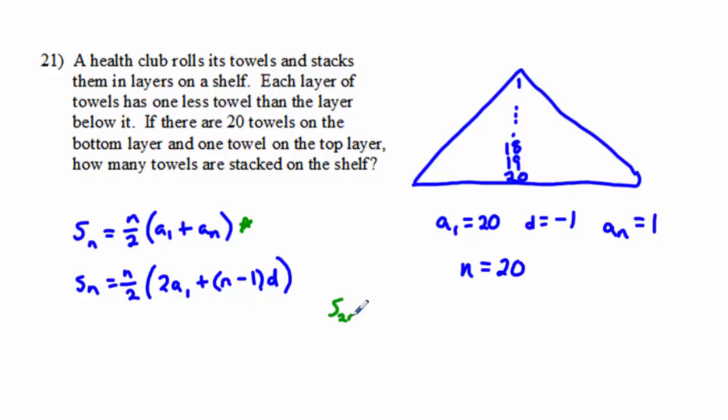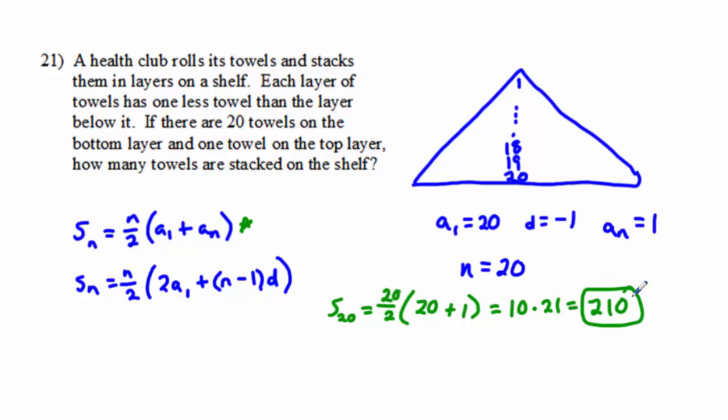So the sum of the 20 layers is 20 over 2 times 20 plus 1. That's 10 times 21, which is 210. So that's how many towels are stacked in that pyramid, which would be quite a hefty pyramid, pretty big. I don't know if it makes sense to have a pyramid like that. Anyway, that's not the point.